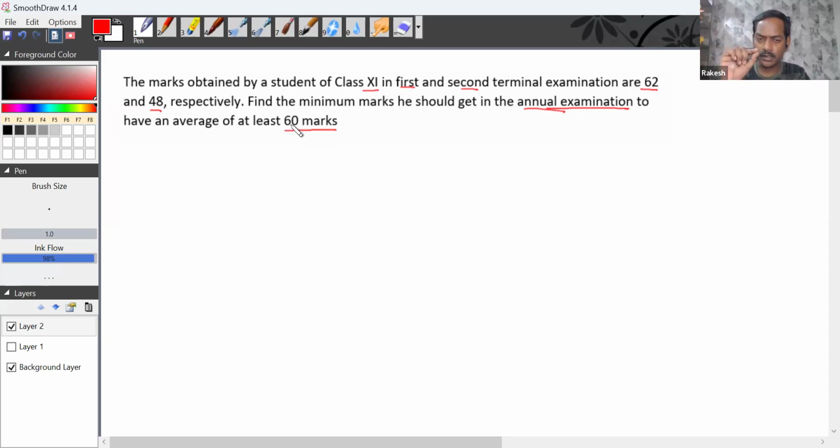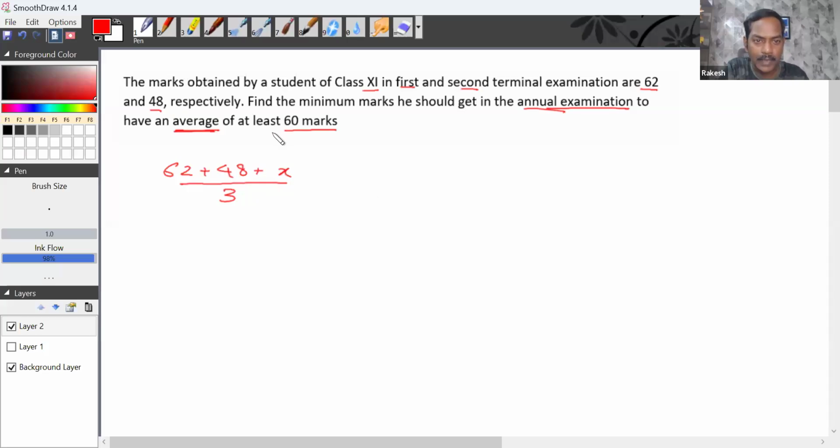So here the words have a specific meaning. We know the marks obtained for the first and second. Do we know the marks obtained in the final examination? No, so this is the unknown. Let us assume it to be x. Now we have to focus on the average. How do we find the average of any numbers? It's quite simple: we add all the numbers and divide by the number of numbers. If I want the average of these 3 numbers, I add them and divide by 3. This would be the average.